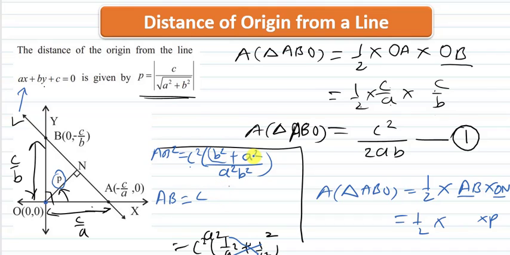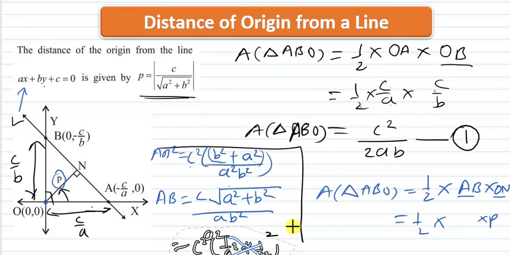Square root of this whole numerator will be square root of B square plus A square. I can write it as A square plus B square, right? Square root of A square will be A, square root of B square will be B. So in this way, I will erase this. In this way, I have found out the length of AB, right?